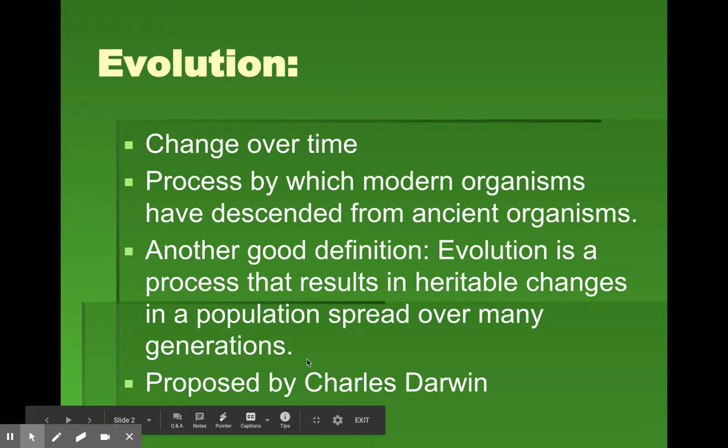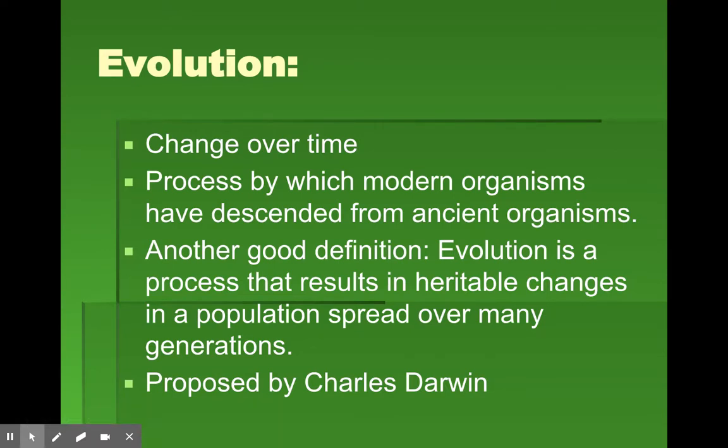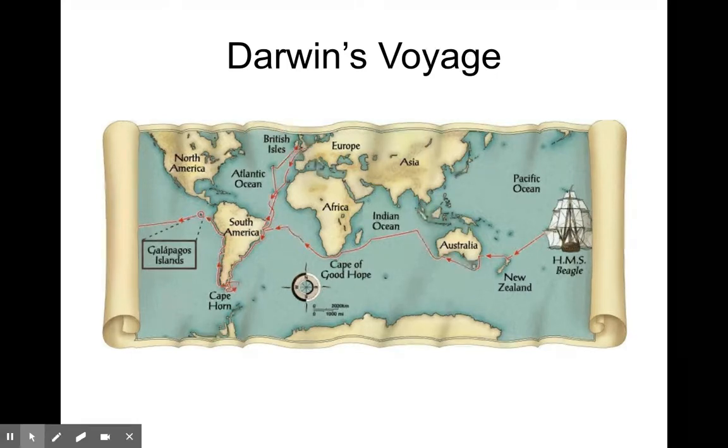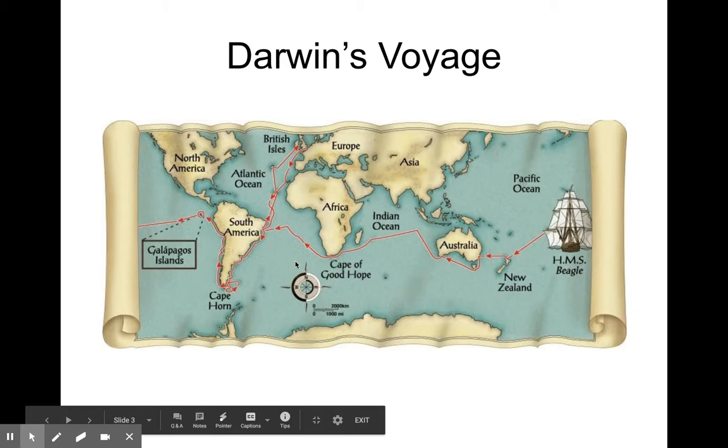This theory was proposed by Charles Darwin. Charles Darwin was a scientist back in the 1800s, and he took a trip in his HMS Beagle around the world. His goal was to study the different species found all over the world and hopefully see different characteristics. This is just a map describing the trip that he took.